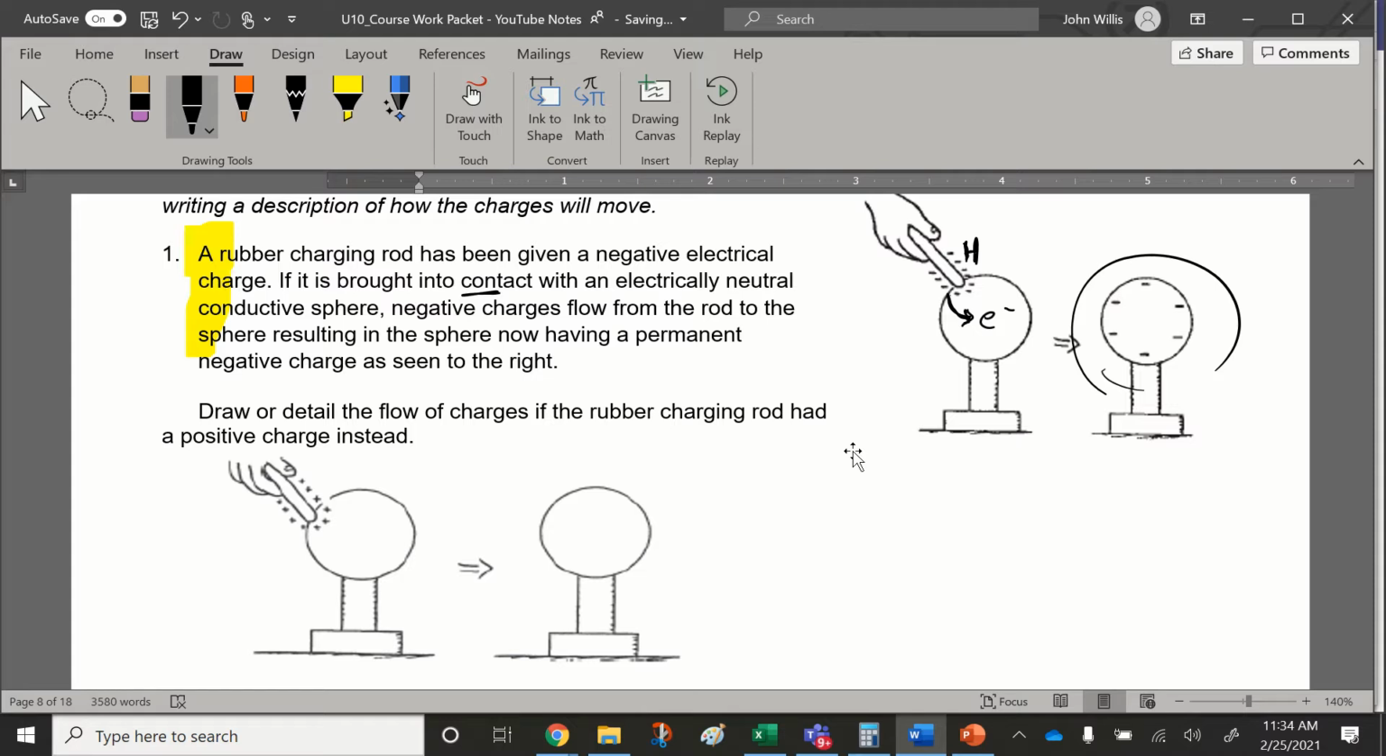If you have a positively charged, in this case rubber rod, what that means is that it has a lack of electrons. It does not have excess positive electrons or positive protons. It does not have excess positive charges. It has a lack of electrons. It lost some of the electrons.